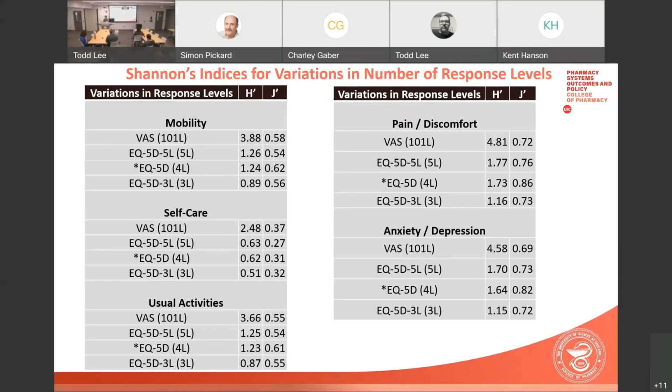IRT, John pointed out, the EQ5D is not particularly conducive to Rasch analysis because it's not a unidimensional construct. We know that the items do not load together well. There's a lot of literature on that, and I've done a number of papers on this in the past, if you're interested.